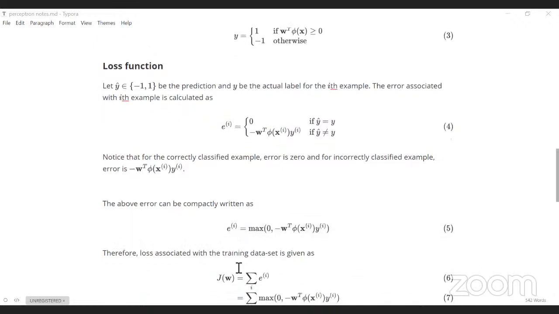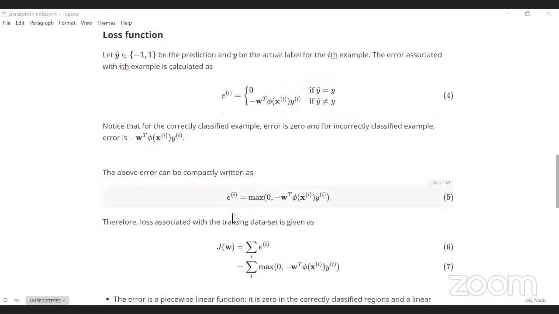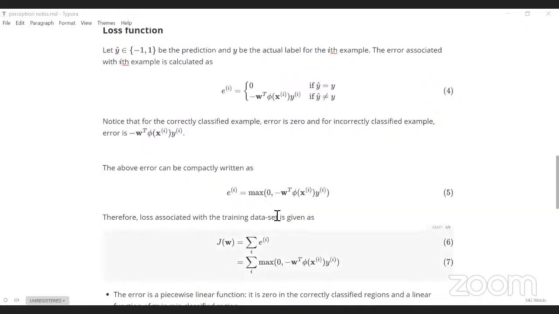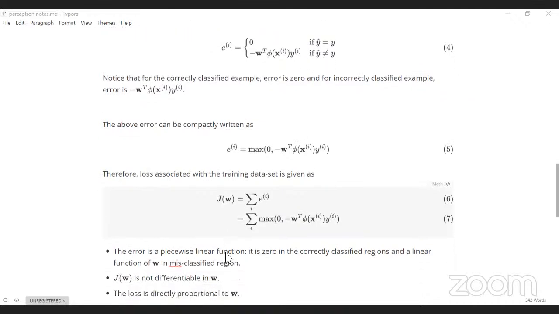So what is the total error? The total error is the sum of the errors over all n examples. So this is going to be your error function, the loss function for the perceptron model.